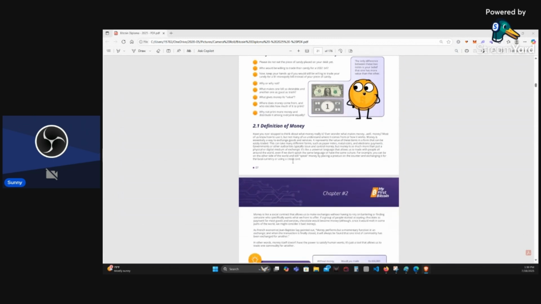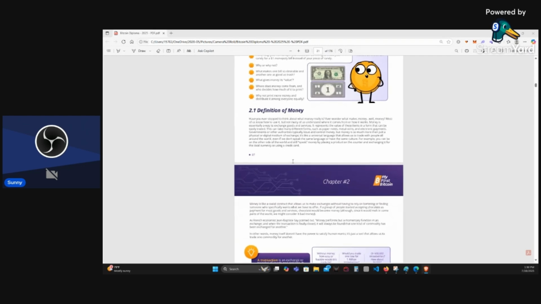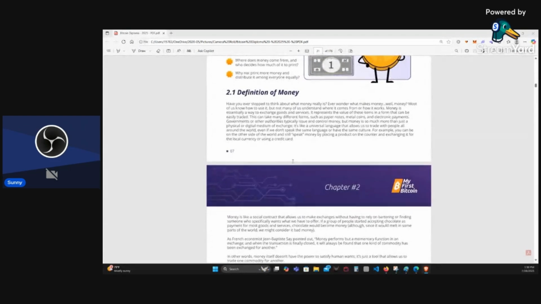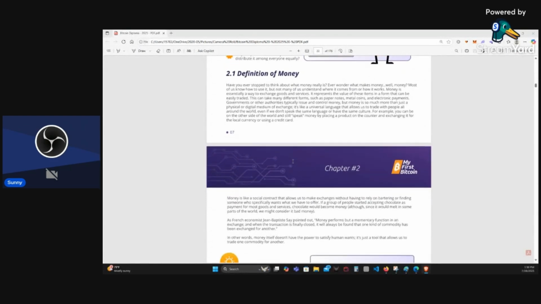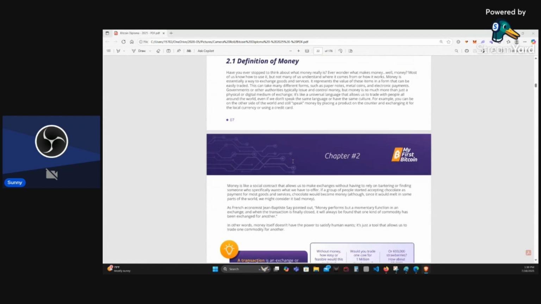So now let's get into the definition of money. Have you ever stopped to think about what money really is? Ever wonder what makes money? Well, most of us know how to use it, but not many of us understand where it comes from or how it works.